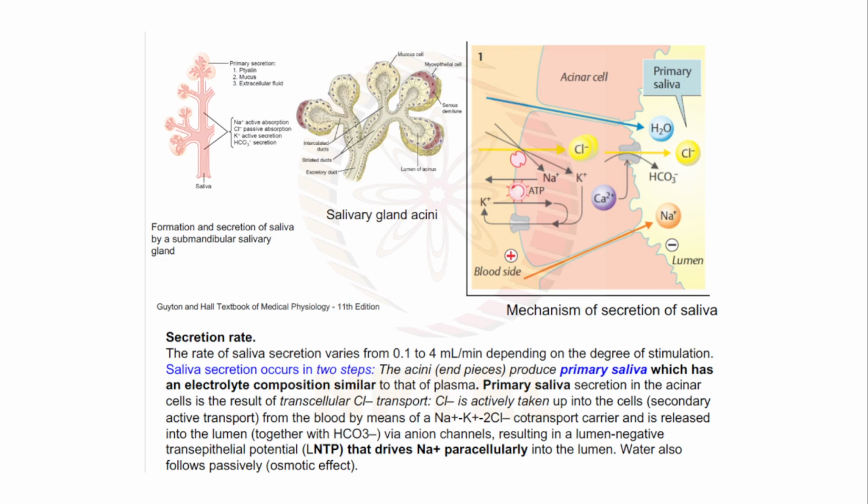Okay, if you remember, we have studied this in the kidney when we were studying the countercurrent mechanism and the functioning of the nephrons. So chloride is released into the lumen via anion channels, together with which bicarbonate ions are also released to maintain the balance, resulting in a lumen-negative transepithelial potential that drives sodium paracellularly into the lumen, and water also follows passively. So basically it is maintaining the composition of saliva, and it is a mechanism to draw water passively into the lumen of the salivary glands, where the composition of the primary saliva is maintained, and it has an osmolarity of around 300.